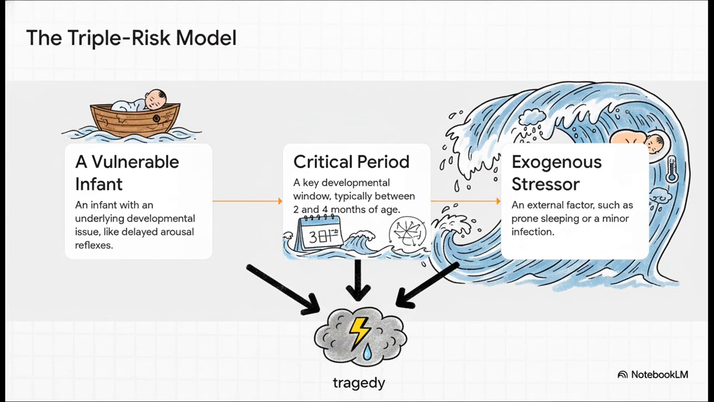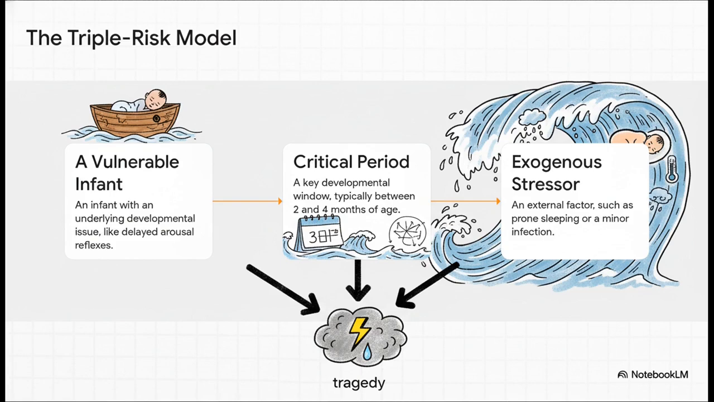So, what is the funda here? I mean, how can this happen? Well, the most accepted theory we have is this triple risk model. Think of it like a perfect storm. You've got a vulnerable boat, that's the infant, who might have a subtle issue, maybe with their brainstem's arousal control.